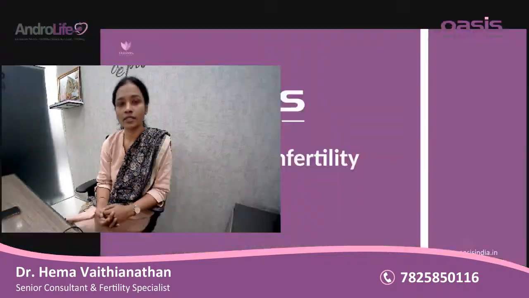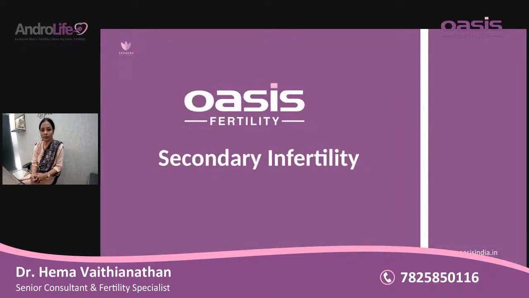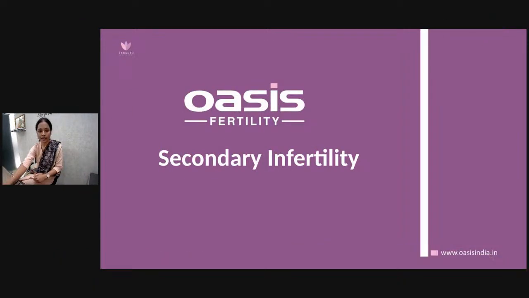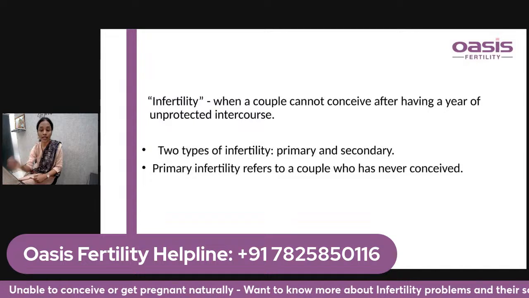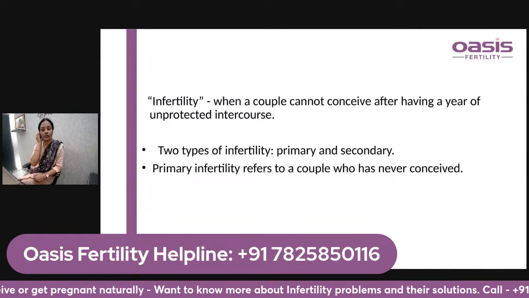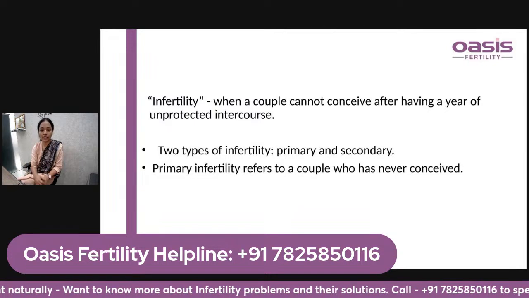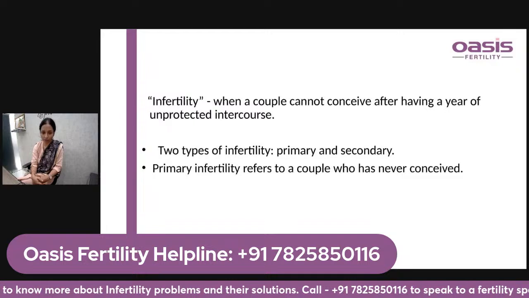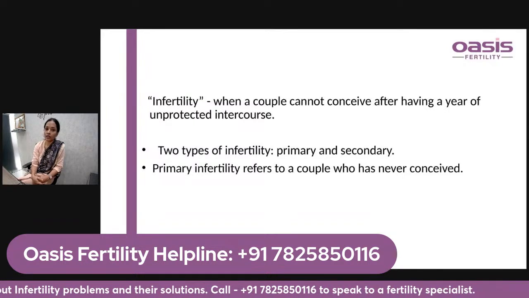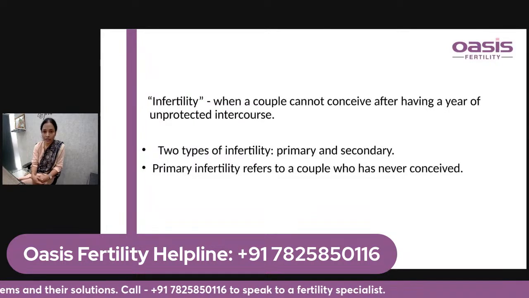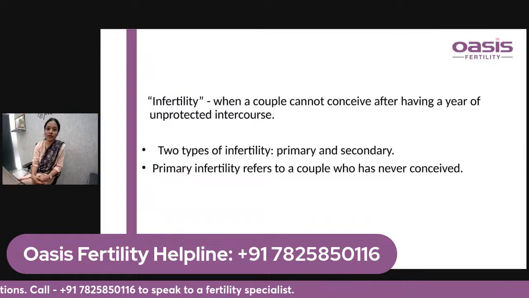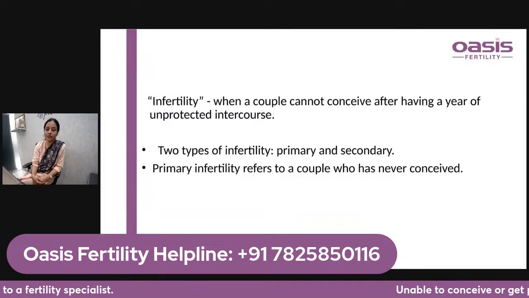Secondary infertility is a type of infertility in which a couple who has a child, or who has already achieved a pregnancy, finds it difficult to fall pregnant when trying for a second pregnancy. Infertility as such means that a couple cannot conceive after trying for at least 12 months.